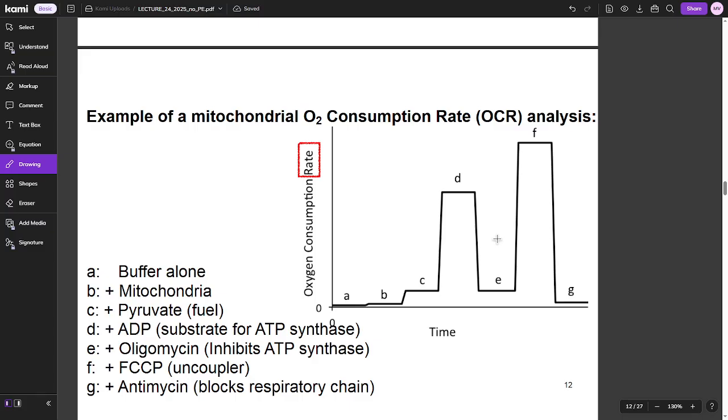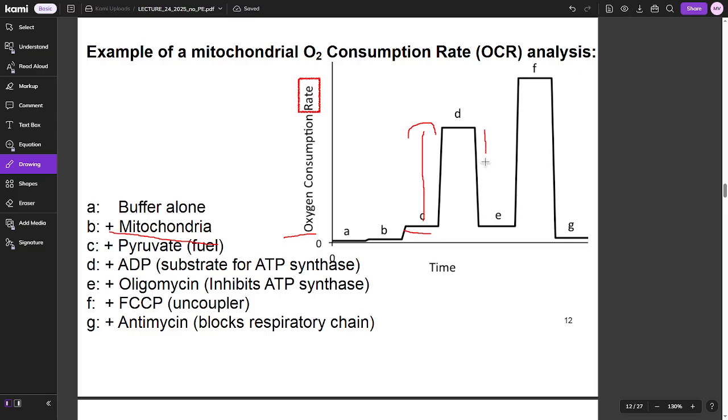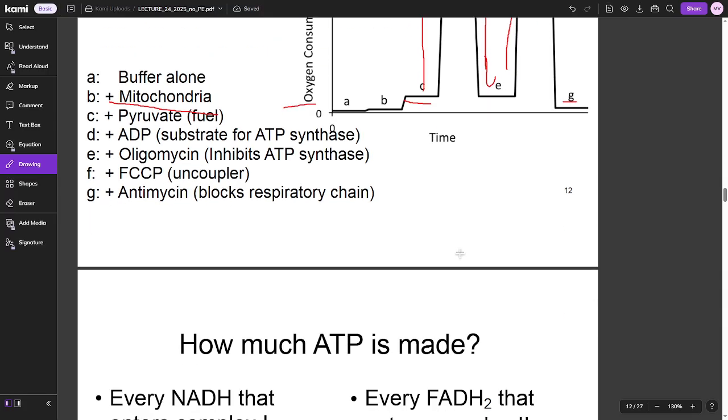And here they just give you more examples of what this looks like. If you have just the buffer with mitochondria, we're looking at oxygen consumption again. If you add pyruvate, it goes up. If you add ADP, it goes up drastically. Then if you add the inhibitor, it drops back down. If you add the uncoupler, it goes way up again. And then if you add antimycin to block the chain, it just goes down to pretty much 0.